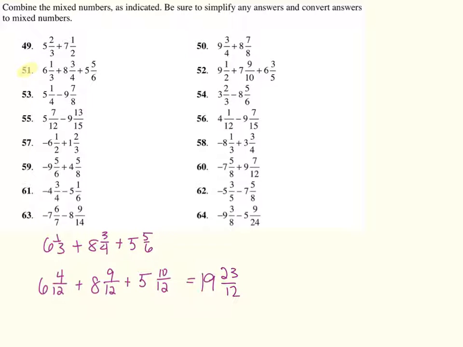Okay, so if we have 23 over 12 and we take out the whole, that whole, 12 over 12, is going to get added to the whole number of 19, which brings it up to 20. And then the difference between them is going to be 11. So therefore 11 over 12 is our fraction.